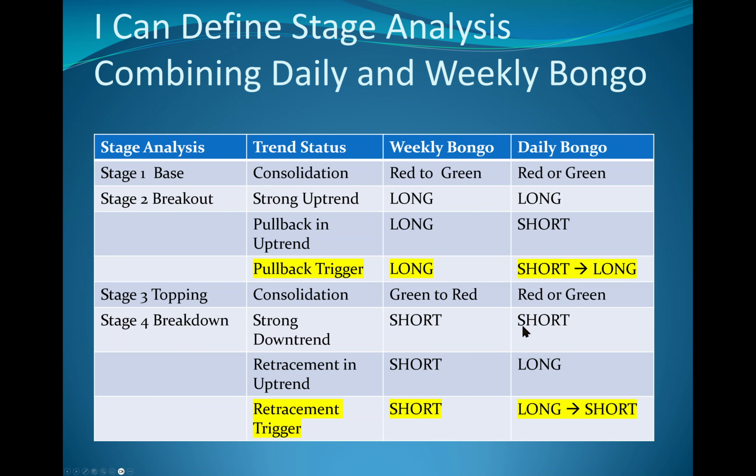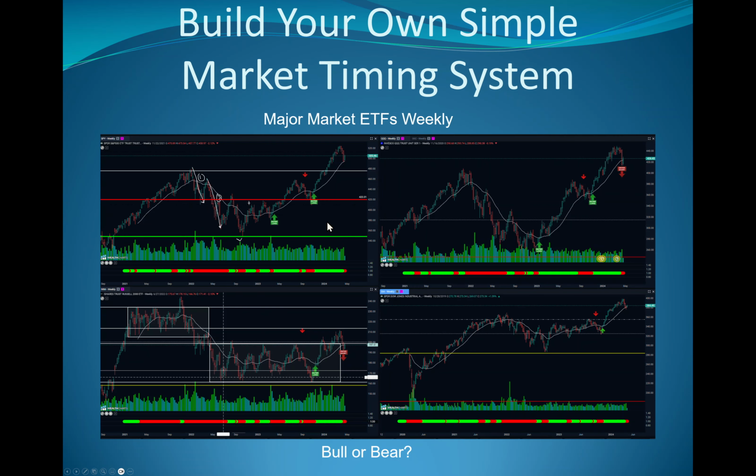If I'm looking for a pullback in an uptrend, I'm going to look for the weekly bongo to stay long, and I'm going to look for a flip from short to long on the daily. If I'm looking for a retracement in a downtrend, so going back into a stage 4 downtrend, the weekly bongo short, and I just flip from long to short on the daily bongo. So I'm going to combine that with a WMA, a weighted moving average, and welcome to my build your own simple market timing system.